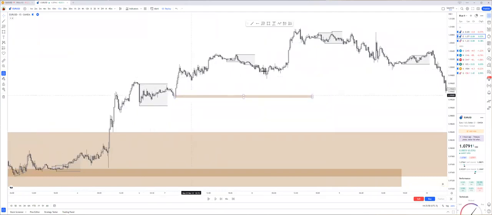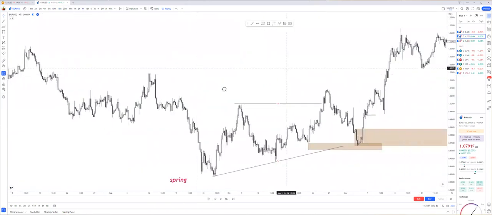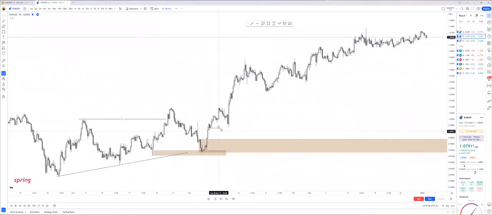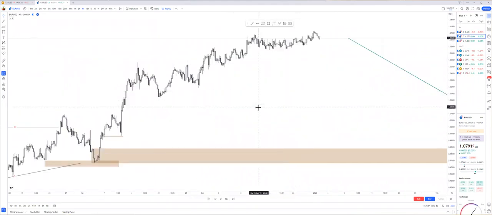Now price is continuing to make bullish structure. So let's go back higher. Yeah, would have missed it anyway. So now price is here. So now what I want to do is understanding that this area still hasn't been mitigated.